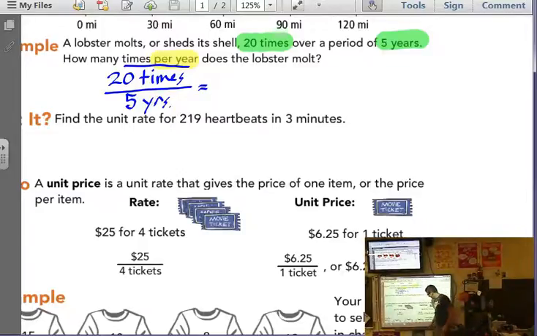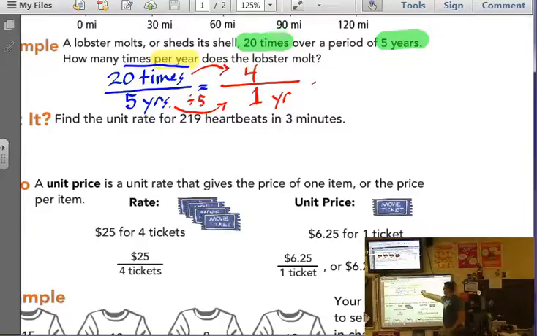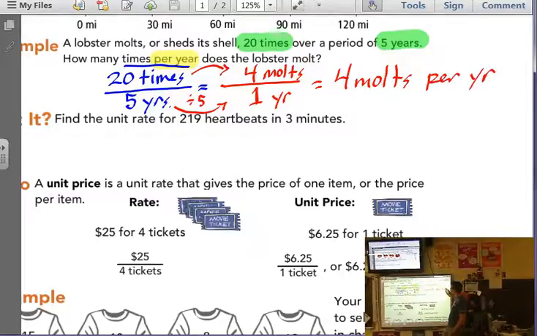So Izzy, how do I turn my denominator into 1? Yep. And then I should not have put times, because times is kind of a bad label. Times of what? So really we should say 4 molts per year. I didn't even have to do anything. I already knew it. Some of these are really easy.